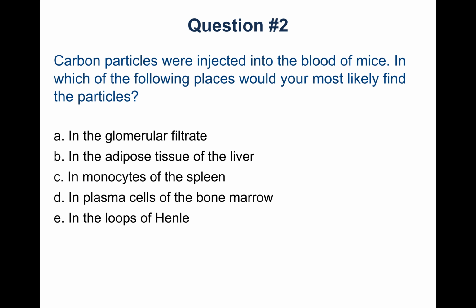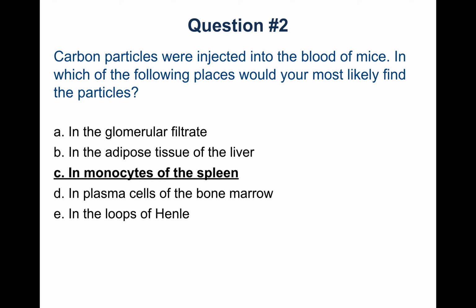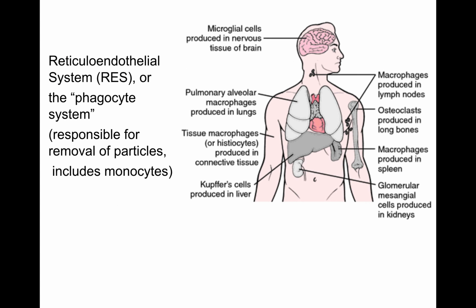All right, carbon particles were injected into the blood of mice. In which of the following places would you most likely find the particles? So this is kind of thinking about, in the blood you've got these particles, and what do you think your body is going to do with them? So most likely you're going to find a lot of them in basically monocytes of the spleen. So this has to do with the reticuloendothelial system, also named the phagocyte system.